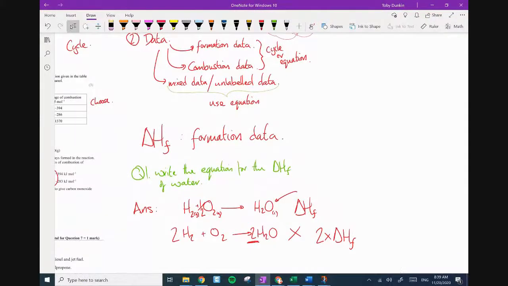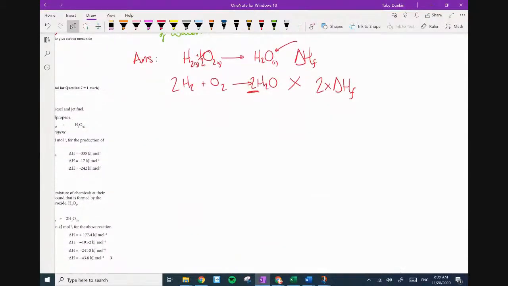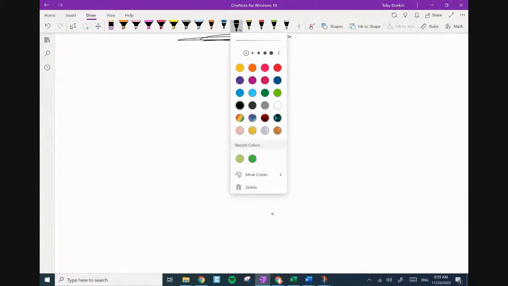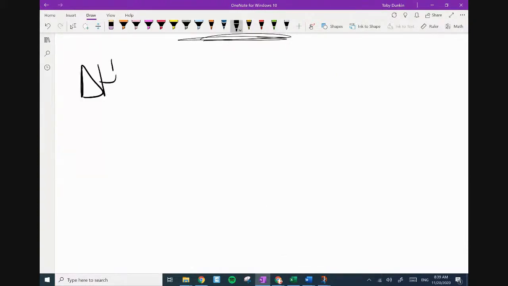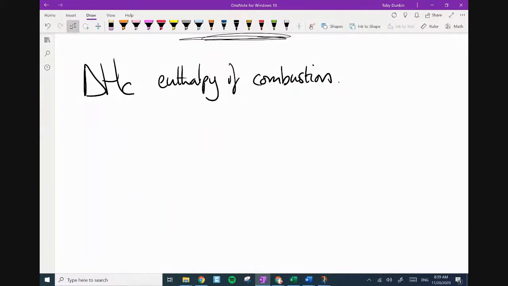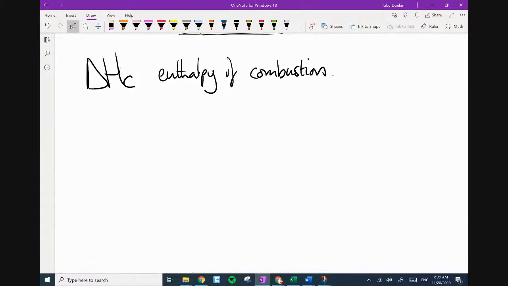Cool. Okay, so the next type of data, let's go to the next one. Delta HC, of course, is enthalpy of combustion. The heat energy change when 1 mole of a compound is completely burnt in excess oxygen to form CO2 and water only, all under standard conditions and in standard states. So we can have a go at a question of that as well. Let's do a question.